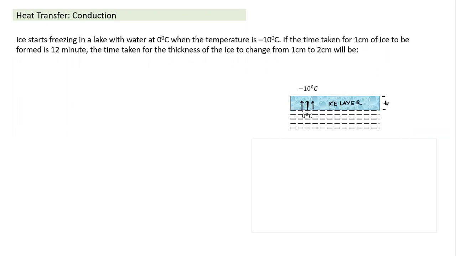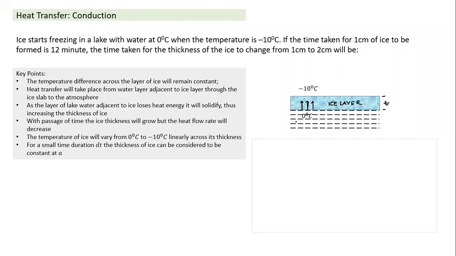Whatever water at 0 degrees is in contact with the ice layer here will lose heat. And what will happen if water at 0 degrees loses heat? It will turn into ice. So more layers of ice formation will take place. This is the phenomenon. If the outside temperature is lower than 0 degrees centigrade, even with this ice layer thickness here, more and more ice will form.